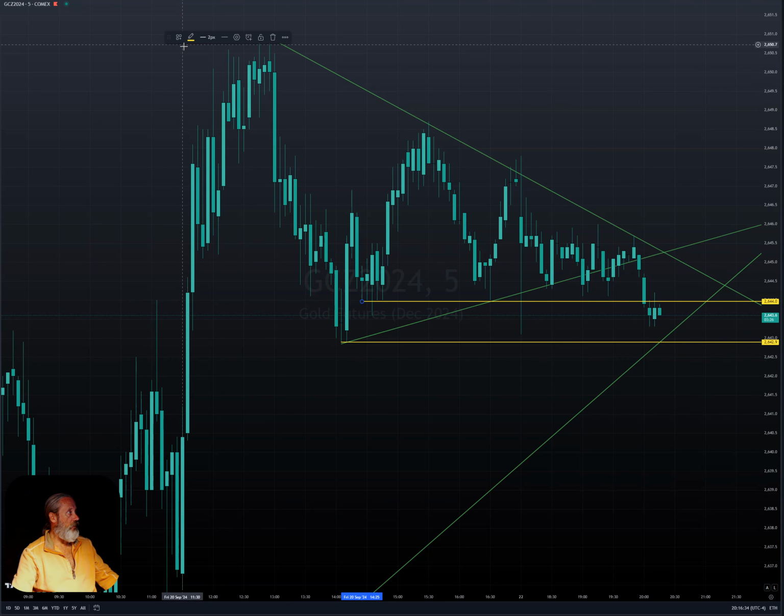What I'm looking for is an indication of it to break up and out for a long, or break through and down for a sell. Again, this is a very simplified way of trading. It's just going off of two trend lines, maybe, and then maybe levels if you have them.